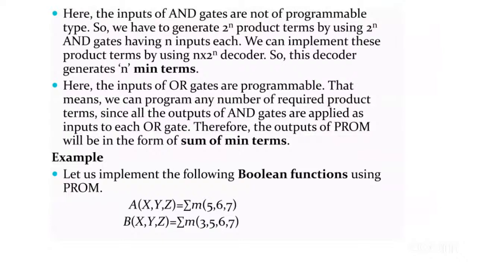Here the inputs of the AND gates are not of programmable type, so we have to generate 2 to the power of n product terms by using 2 to the power of n AND gates having n inputs each. We can implement these product terms by using an n to 2 to the power of n decoder. So this decoder generates the minterms.